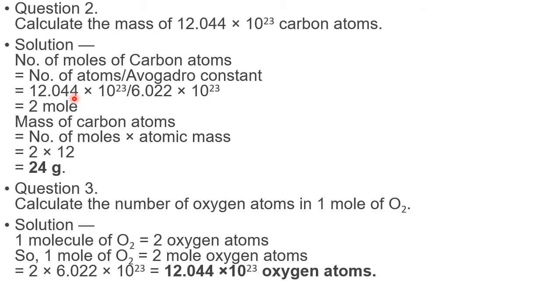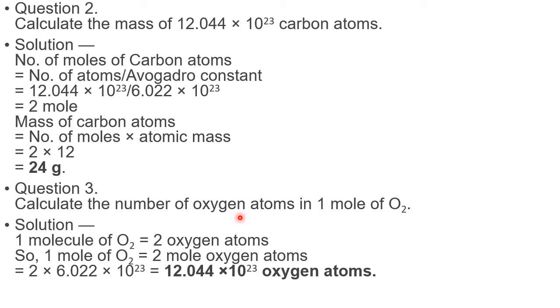Now 1 mole equals what mass? Carbon is an atom, so it is the gram atomic mass. What is the gram atomic mass from the table? It is 12 gram. So 1 mole means 12 gram. Then 2 mole means 12 into 2, 24 gram. That means the mass of 12.044 × 10^23 carbon atoms, which is 2 mole, is 24 gram.